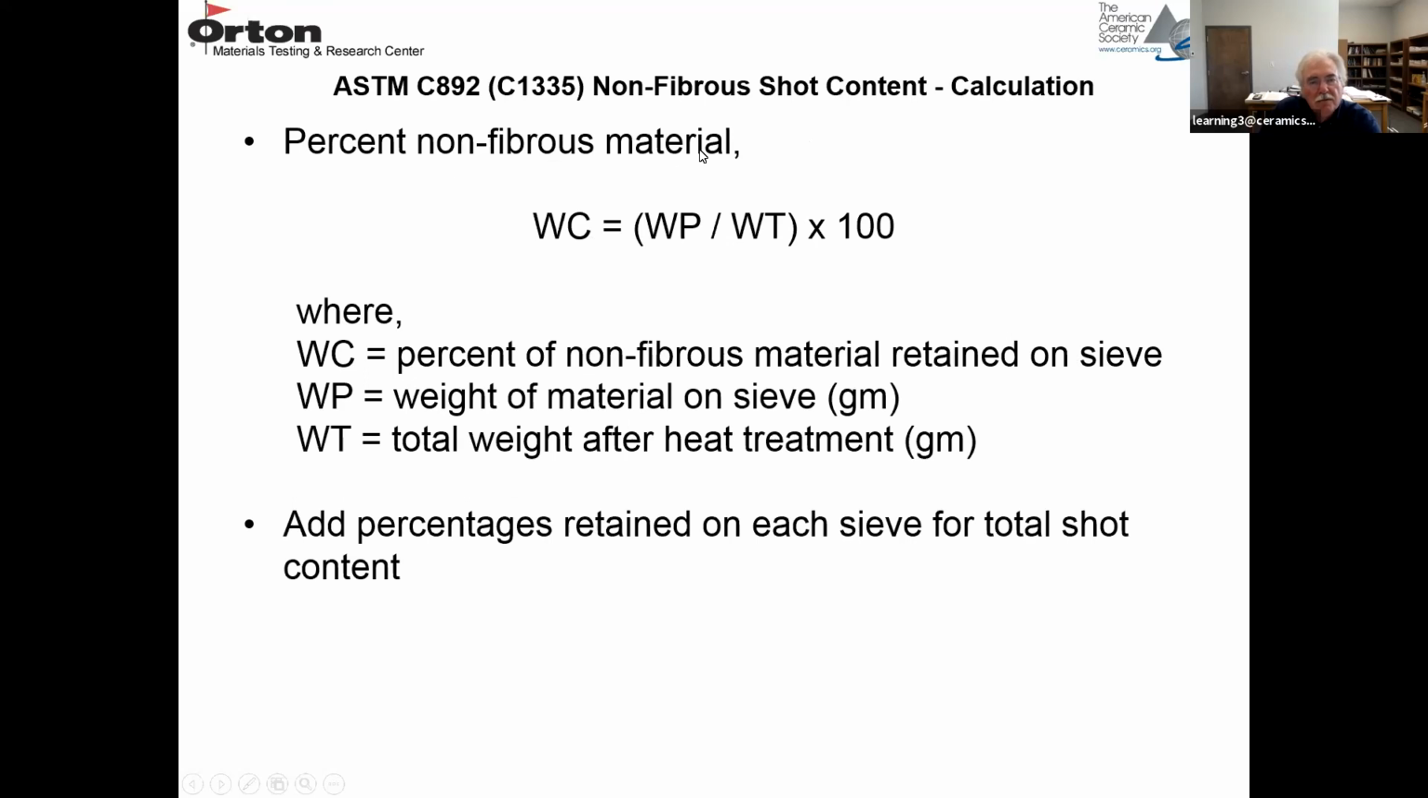So the percent non-fibrous material, WC, percent non-fibrous material retained on a sieve, is just WP, weight of material on that sieve divided by WT, total weight after heat treatment. To get percent, you just multiply by 100. So you add the material retained on each sieve, the 30, 50, and the 70 sieves, and you get the total shot content.